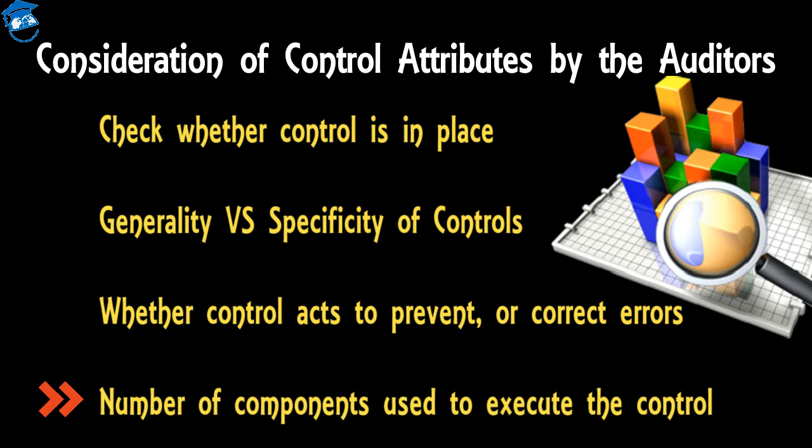You need to check the generality versus specificity of the control measure as well. Check whether the controls act to prevent, detect or correct errors or not. And finally, check the number of components that are used to execute that control on time.